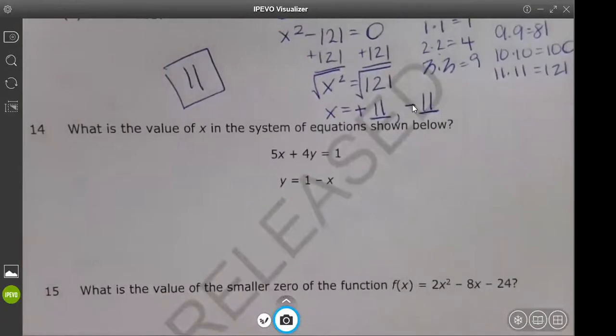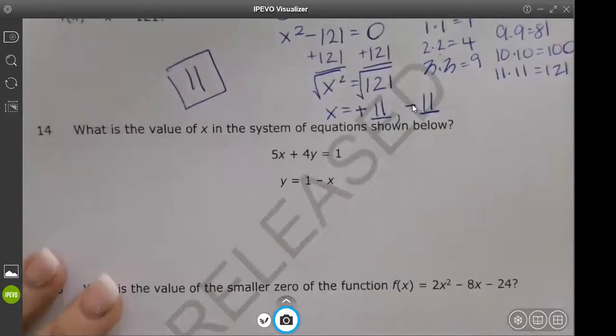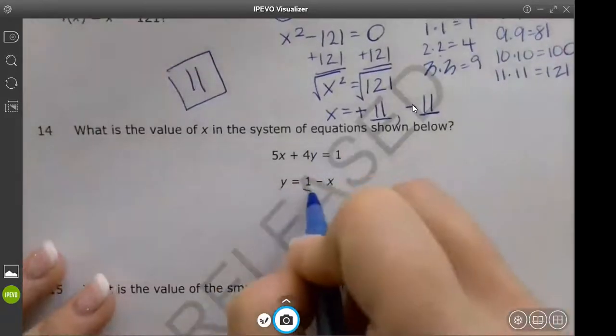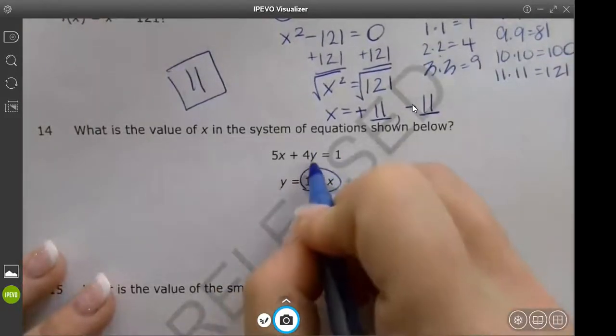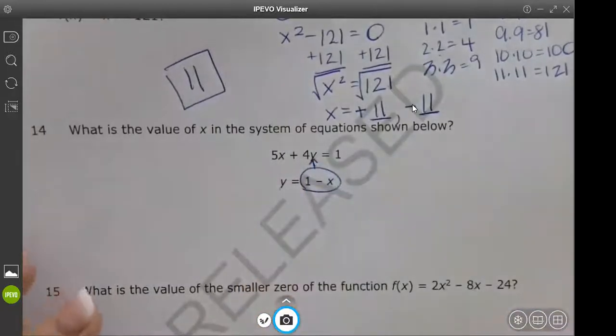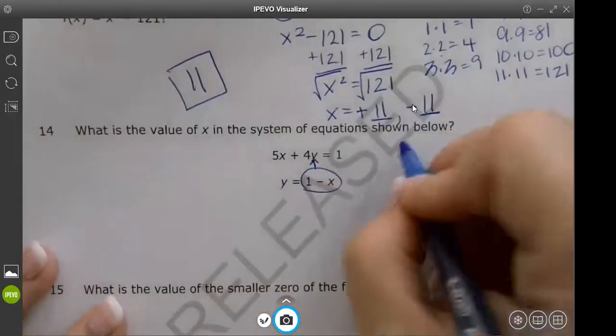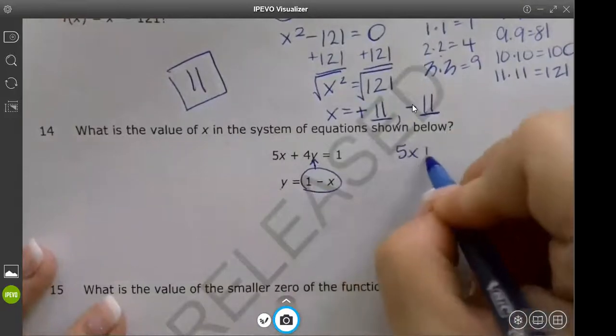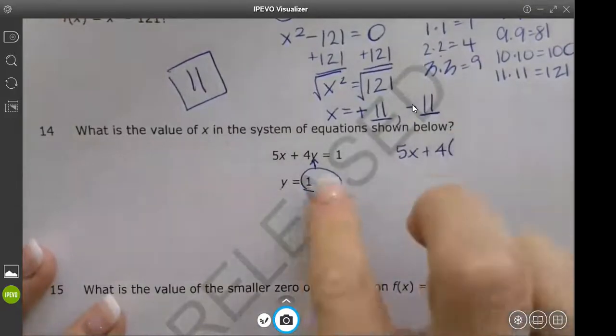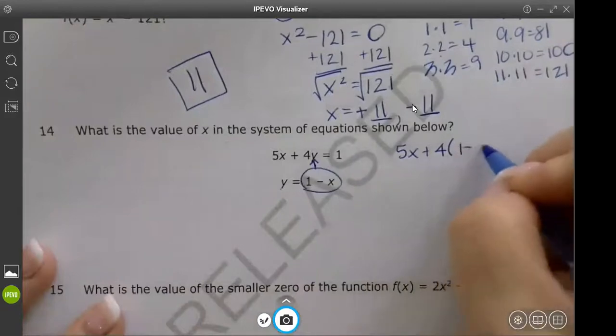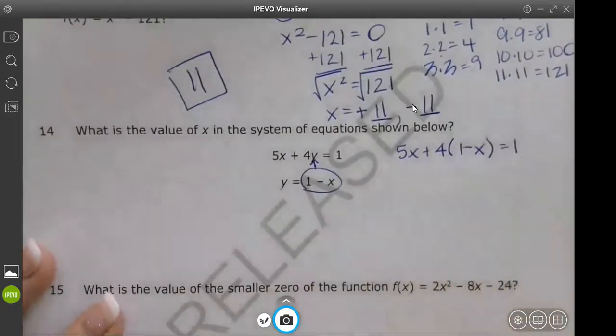14 says, what's the value of x in the system of equations below? So you have to solve them at the same time. So remember, I told you this one's already solved for y. So we're going to take this and plug it in for y right there. So we're going to keep our 5x, and we're going to keep our plus 4. But instead of y, we're going to put in 1 minus x and set it equal to 1.